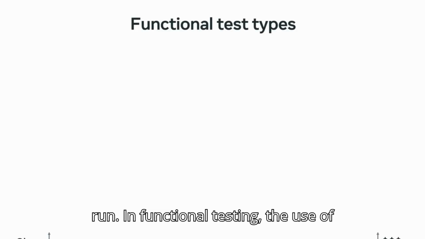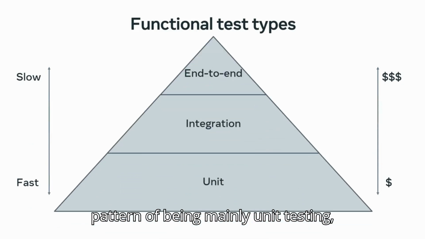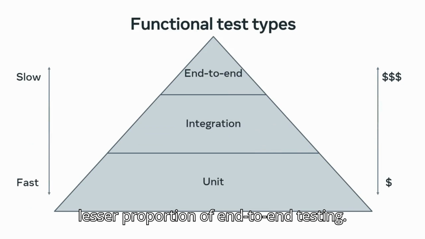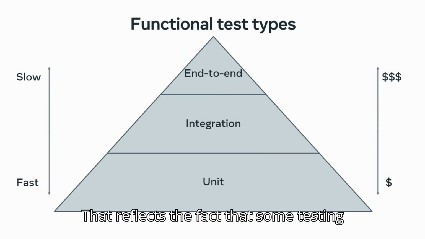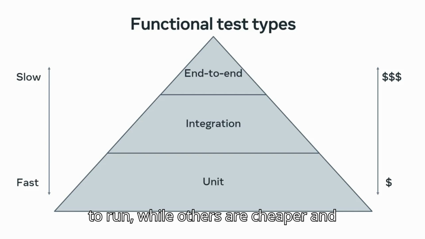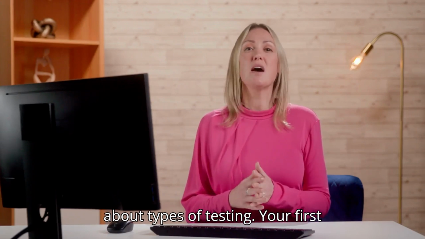In functional testing, the use of different test types tends to follow a pattern of being mainly unit testing, then integration testing, and then a lesser proportion of end-to-end testing. That reflects the fact that some testing techniques are more expensive and slower to run, while others are cheaper and faster to run. In this video, you learned about types of testing.